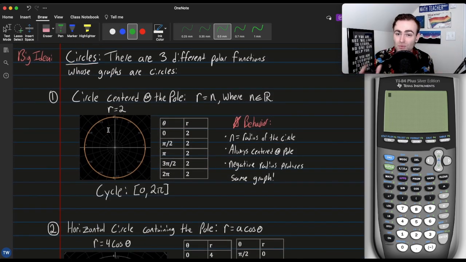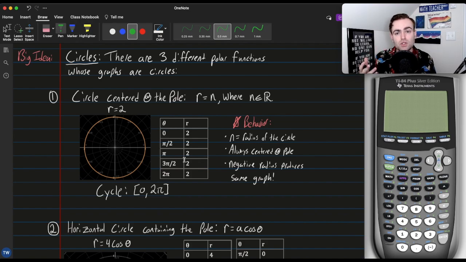There are actually 3 different ways to do circles, and it depends on how you want your circle to look. A little bit weird to say, right? If you want your circle to be centered at the pole, at the polar version of the origin, you just have to have r equals a number. So r equals a number, in this case 2, gives us a circle with a radius of 2 centered at the pole. So it doesn't matter what angle we have, we get a radius of 2.